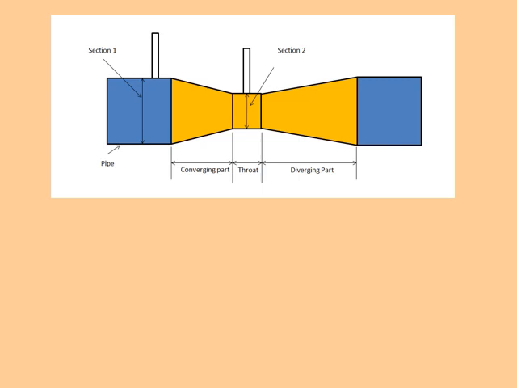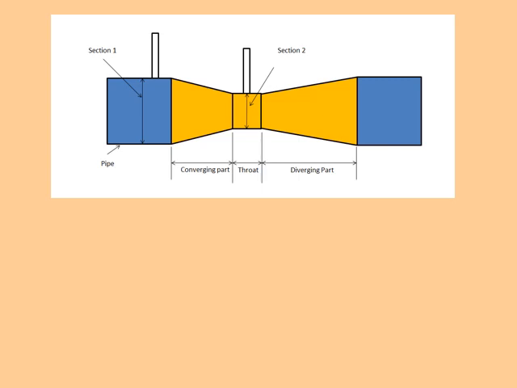Refer to this figure. A venturimeter is connected to a pipe. So this is a pipe section. Then there is a converging part here. This length is called the converging part of the venturimeter. Then there is a regular diameter, that is called the throat part, and then there is the diverging part. So these are the three different parts of the venturimeter: converging part, throat and diverging part.